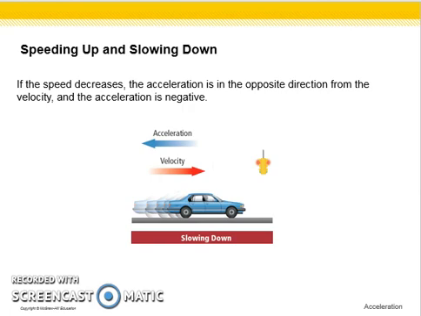So in this slide, you can see just the opposite is happening. Let's take a look at the car. The car is right here. It is in motion. It is still moving forward. However, it says it's slowing down. So if we take a look, our velocity is still going this way, but our acceleration has backed off and has started going the opposite direction. So I hope you're writing down and copying everything from the slide, including this. If the speed decreases, the acceleration is in the opposite direction from the velocity, and the acceleration is negative.